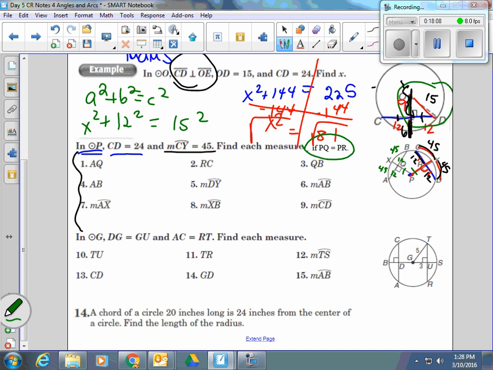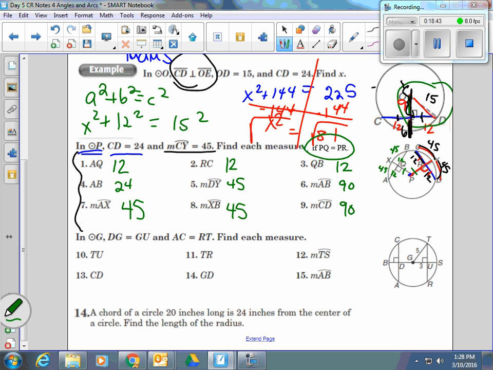So how big is AQ? How big is AB? How big is arc AX? How big is RC? How big is arc DY? How big is arc XB? How big is segment QB? How big is arc AB? And arc CD? Okay, was that so hard?